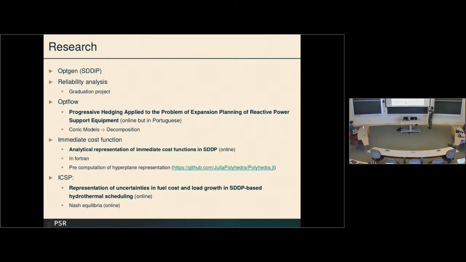Another project that did not use Jump in full was representing immediate cost functions. This paper over here was all in Fortran, but we used Julia and Polyhedra to do some computations behind it. And these other two papers at ICSP were all modeled in Julia and Jump. It was only possible to do these 2 papers because doing everything in Jump was so much faster.